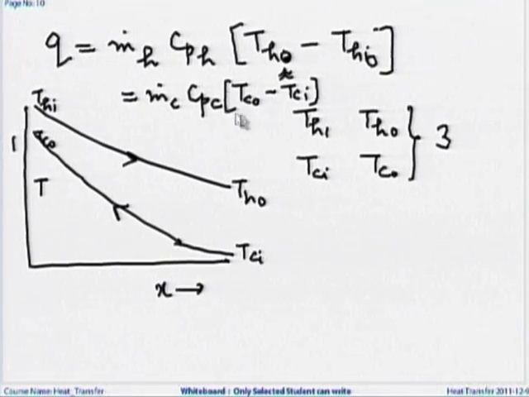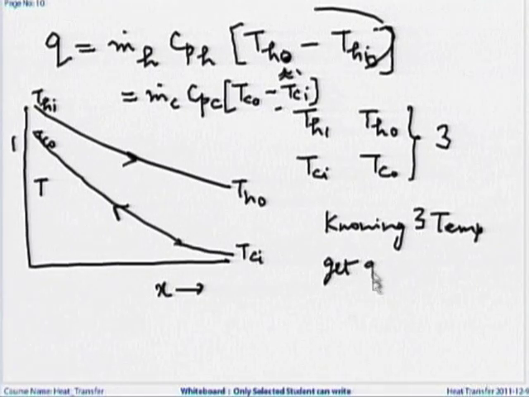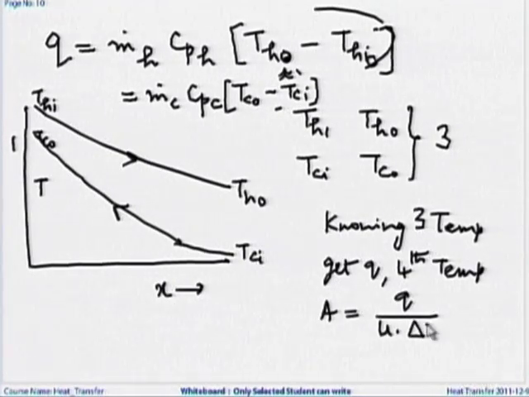Knowing any of these two combinations, either this one or this one, I can get the heat load. So, knowing all three, I know the fourth one. Knowing three temperatures, get Q, get the fourth temperature, and then get area is equal to Q by U times delta T log mean. So, this is the standard procedure that we have followed.